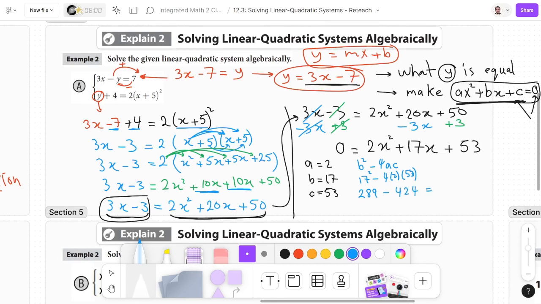Now let's subtract these. 289 minus 424 is negative 135. If the discriminant is negative, do we have a solution here? No. So no solution because the discriminant is negative. I don't have to use the quadratic formula because the discriminant is negative. So the answer is no solutions.